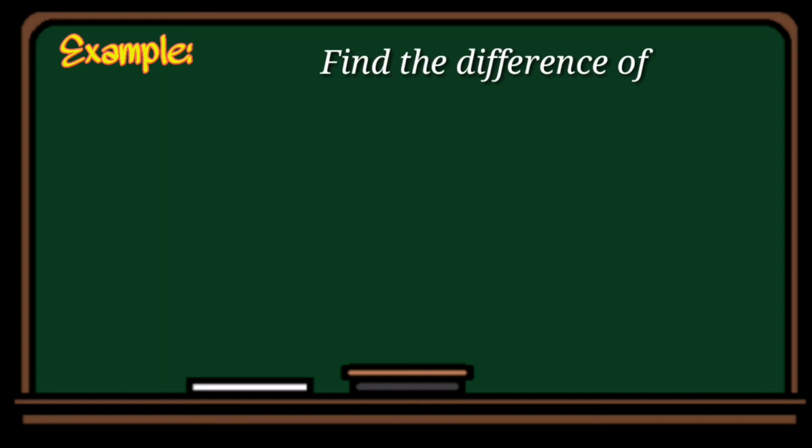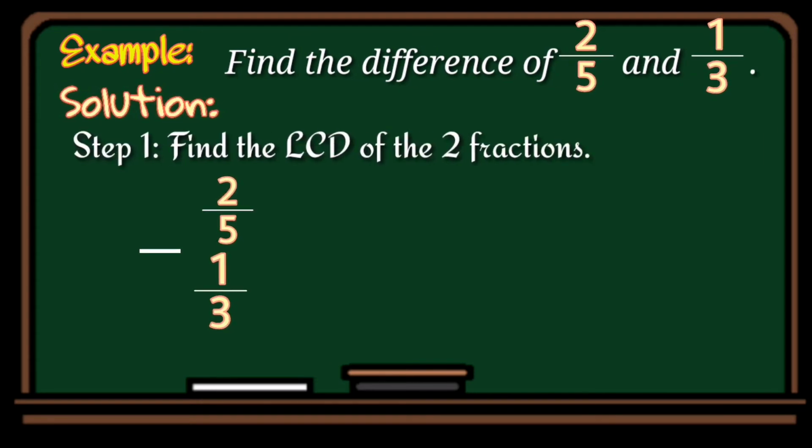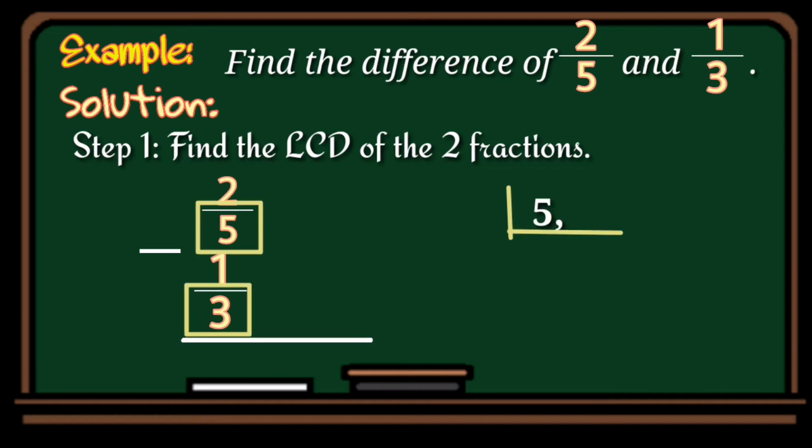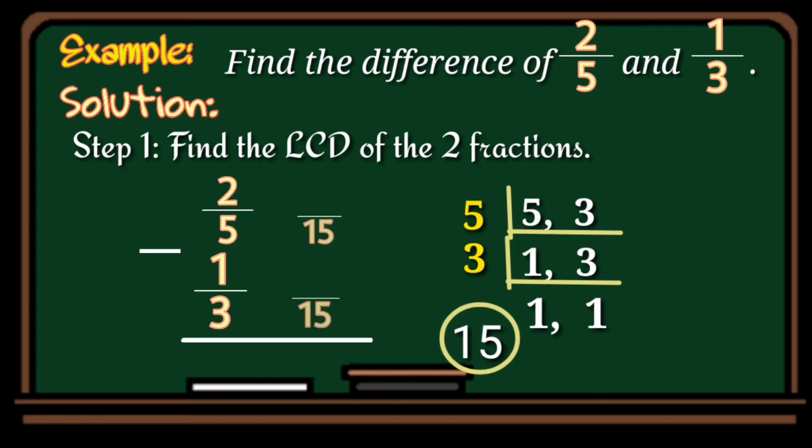Okay, so find the difference of 2/5 and 1/3. First, you are going to find the least common denominator of 5 and 3 using continuous division. Use 5 as our divisor, so 5 divided by 5 is 1. 3 divided by 5 cannot be, so bring down 3. And then we'll use again 3 as our divisor. 1 divided by 3 cannot be, bring down 1. And 3 divided by 3 is 1. And then, get the product of all the divisors. We have 5 times 3 equals 15. And that 15 becomes our least common denominator.